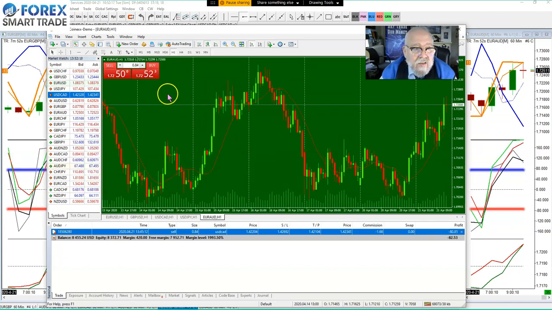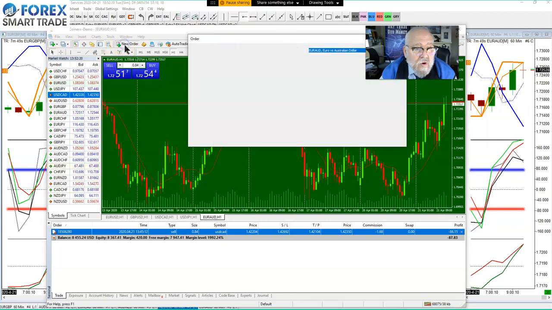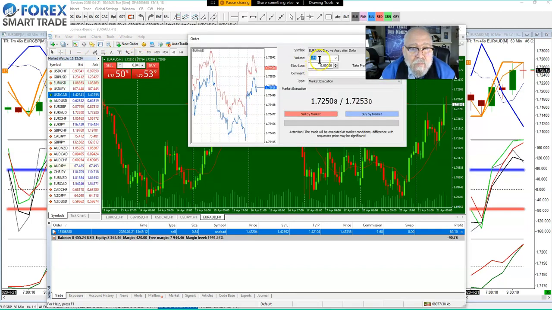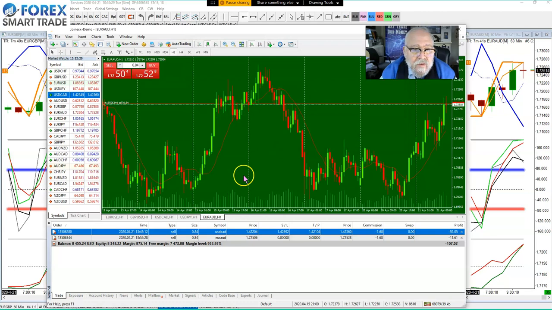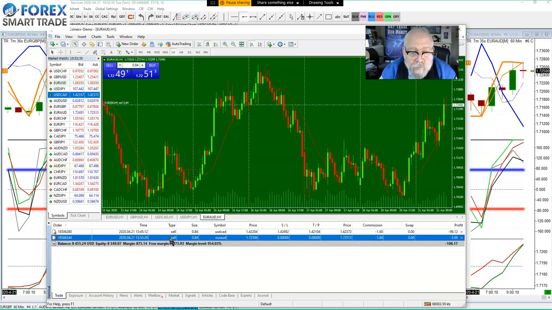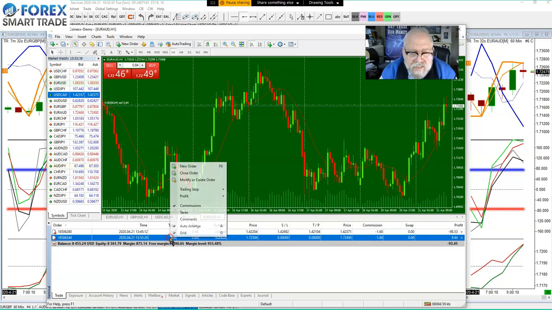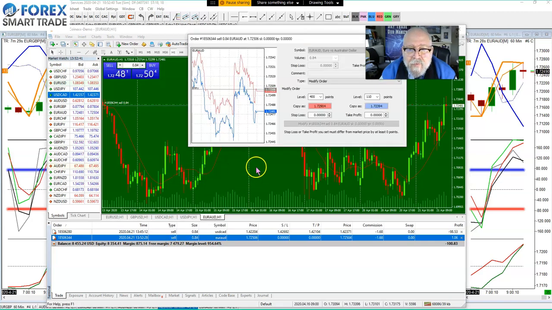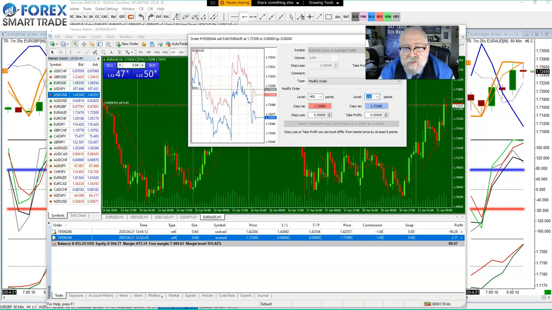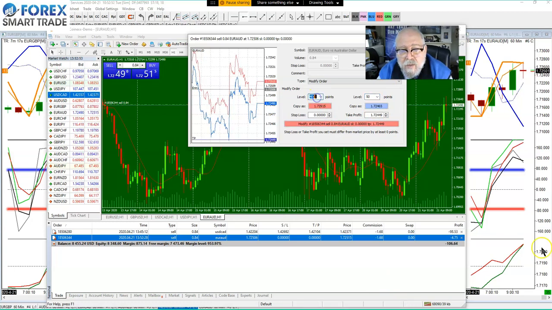This is a sell, so I'm going to go new order. It remembers what my volume was last time. I am going to do a sell. The order is recorded down below. I click anywhere on the order. It highlights it. I right click, go to modify. I want 5 pips, so I'm going to change this level from 110 to 50. Click OK, and my stop loss is going to be 4 times that, so 200. OK, and I want to get the exact 5 pips.